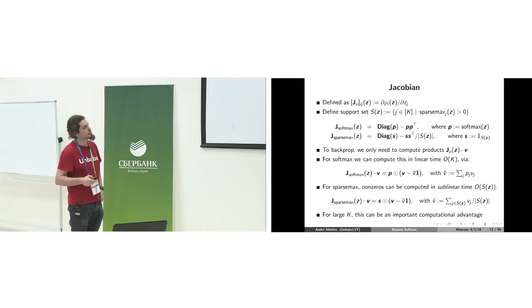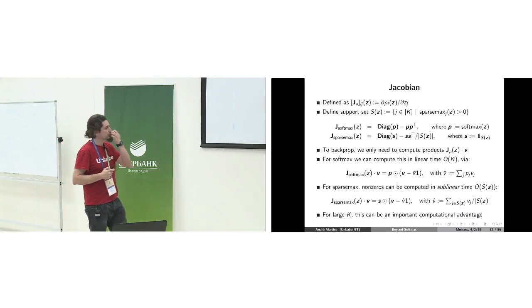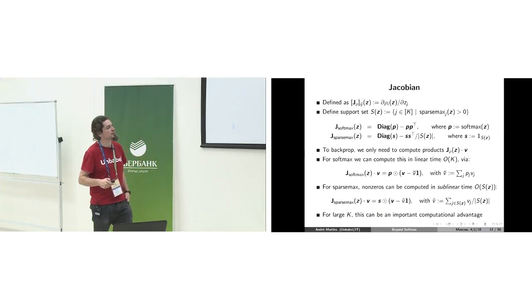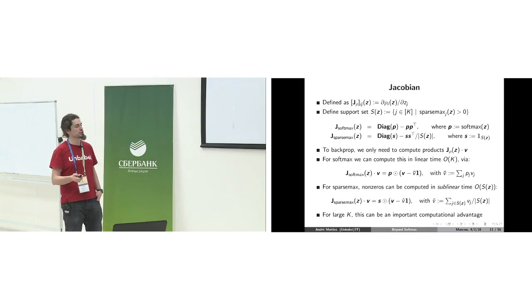And for doing that, we only need to compute the product of a Jacobian matrix with a vector, which is more efficient than computing the full Jacobian. And so for the case of softmax, this can be computed in linear time. So it corresponds to a pointwise product between the probability distribution P and the vector V, so our output differential, minus the average of this vector V, where the average is computed with respect to the probability distribution P. So this is for softmax.